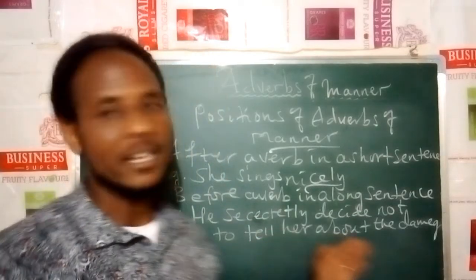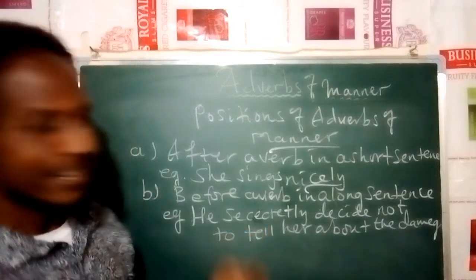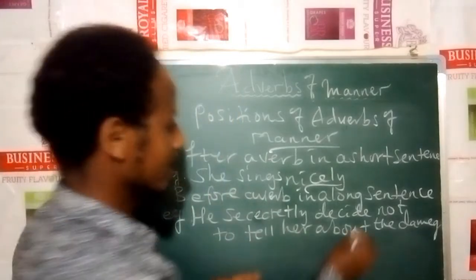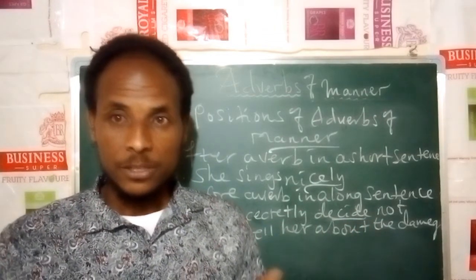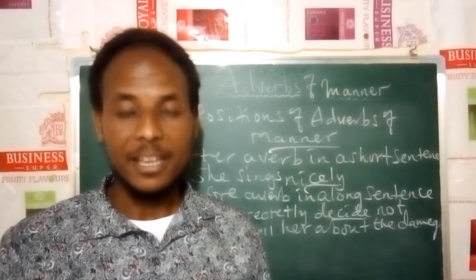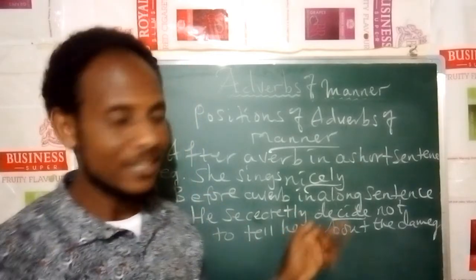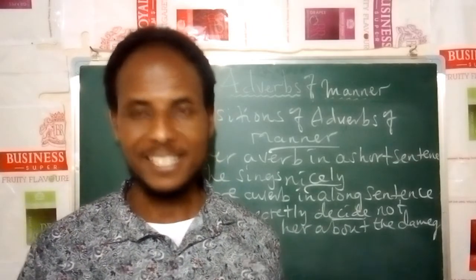He secretly decided not to tell her about the damage. In this sentence, secretly is an adverb of manner. So it is placed before the main verb, decide. Secretly is an adverb of manner and is placed before the main verb, decide. So this statement is emphatic for the listener.